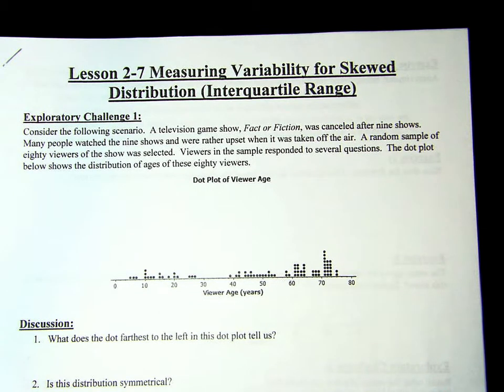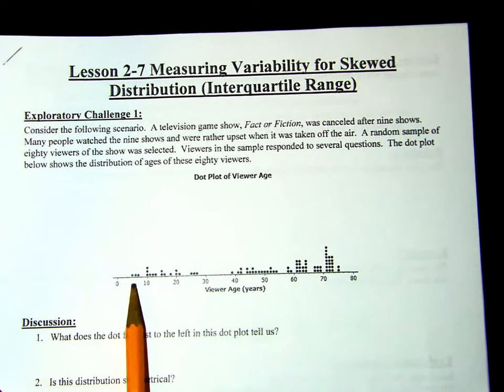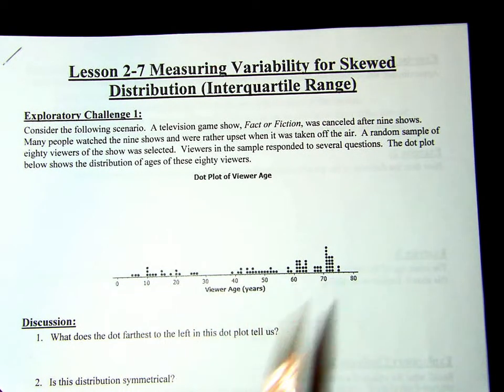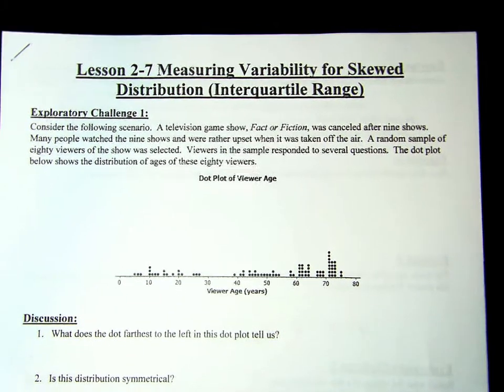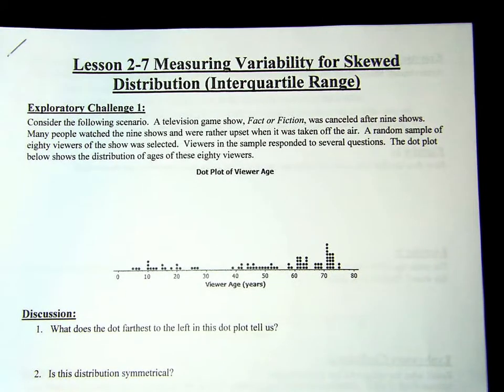Viewers in the sample responded to several questions. The dot plot below shows the distribution of ages of these 80 viewers. So if you look at each dot, each one of these dots in this dot plot represents one person that viewed this show, Fact or Fiction. So they want to know, what does the dot farthest to the left in this dot plot tell us?